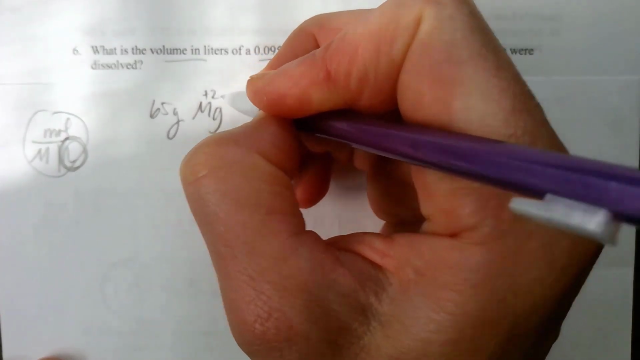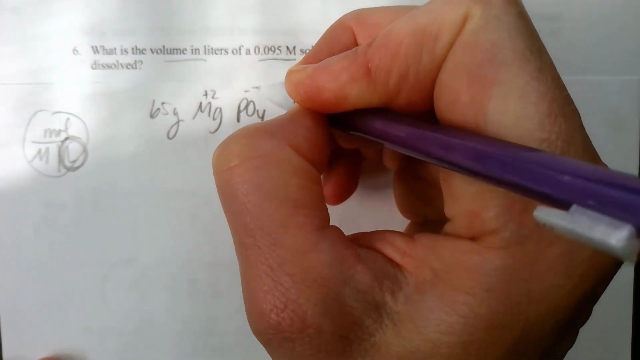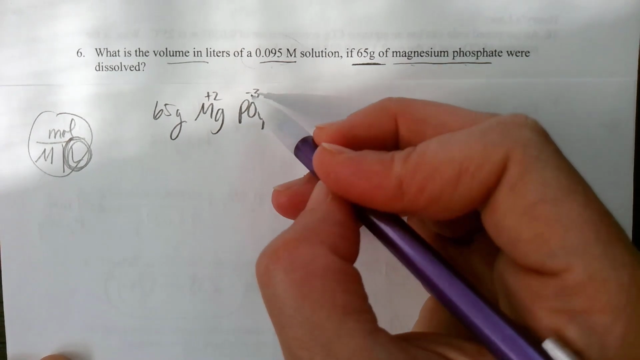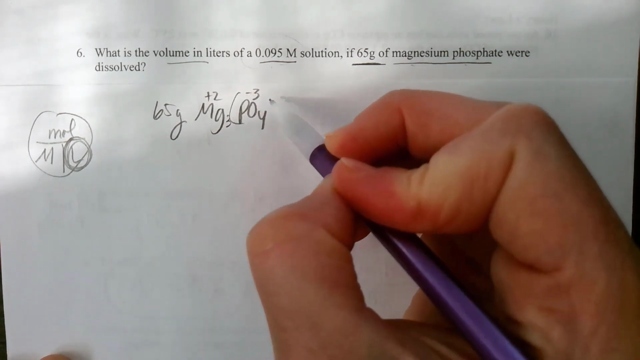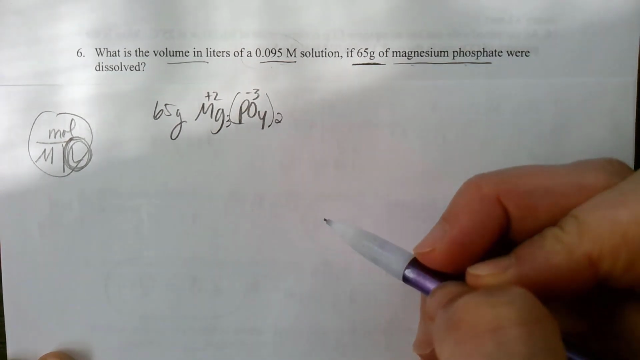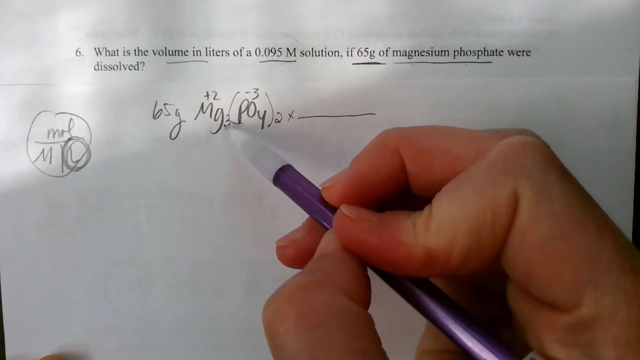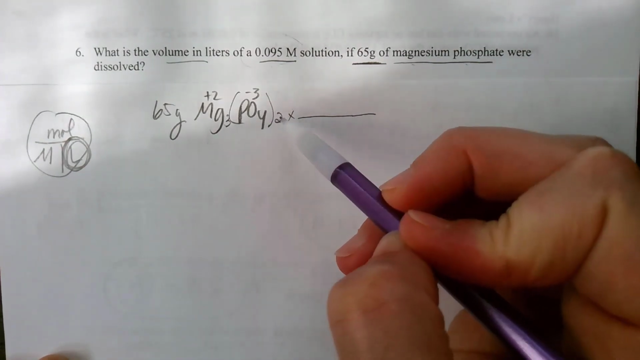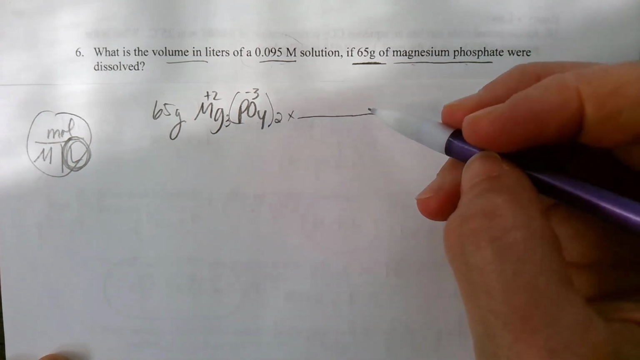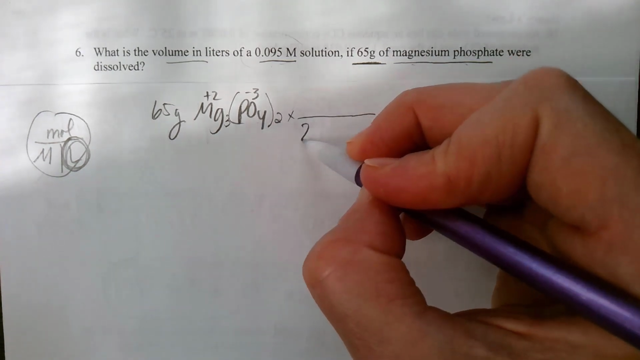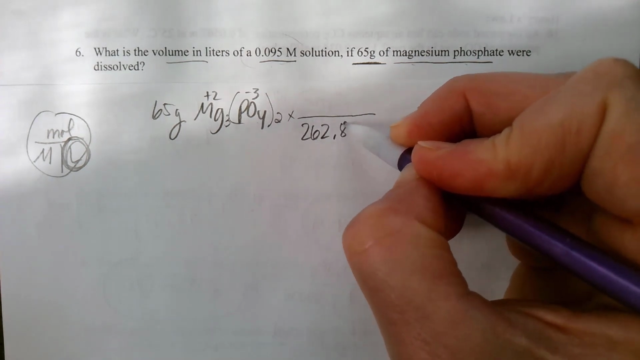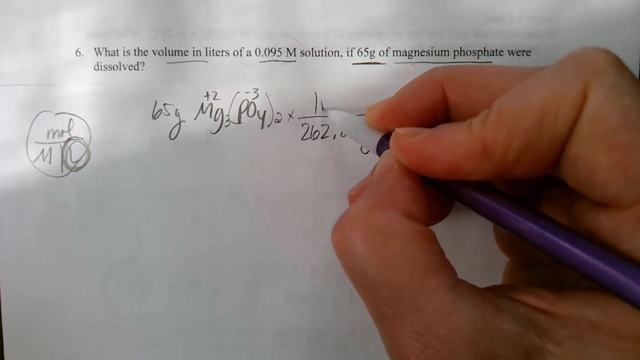Well, magnesium is +2. Phosphate is PO4 with a -3 charge. So this compound would be Mg3(PO4)2. We need to find the molar mass. We need to add up 3 magnesiums, 2 phosphorus, and 8 oxygens. That should give us a molar mass of 262.855 grams per 1 mole.